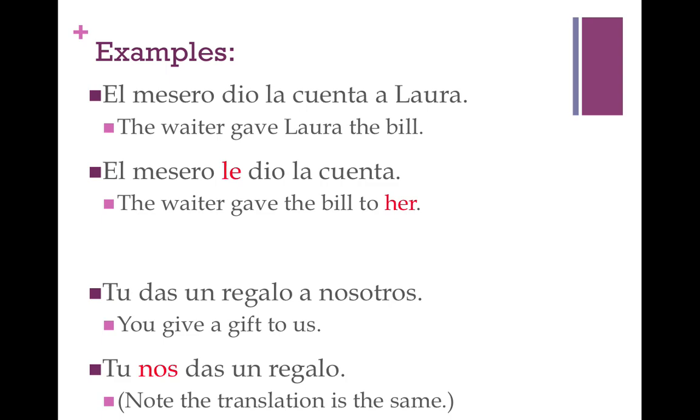Or if you wrote a nosotros, because this could be a mamá y yo, a nosotros part, that clarifies it. But you give us, a gift to us, is the same translation on both. The a nosotros is clarifying or emphasizing who that nos is.